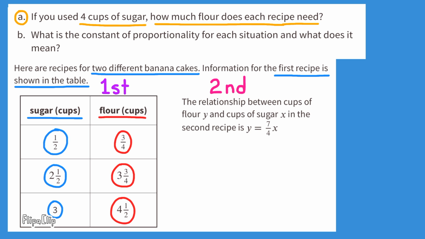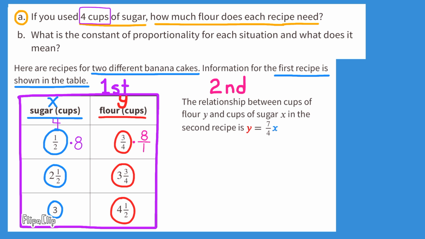The left-hand column of this table represents X, and the right-hand column of this table represents Y. To get 4 cups of sugar, I'd have to multiply 1/2 a cup of sugar times 8. And if I multiply the X column by 8, I need to multiply the Y column by 8. So 1/2 times 8 is 4, and 3/4 times 8 is 6. In the first recipe, for every 4 cups of sugar, there are 6 cups of flour.